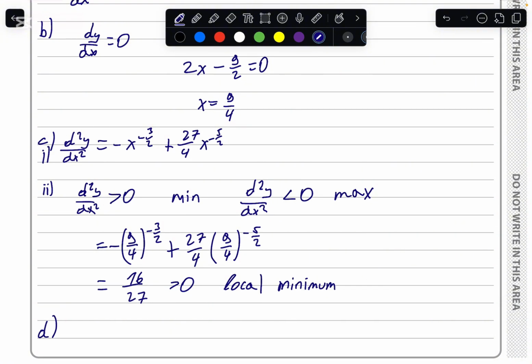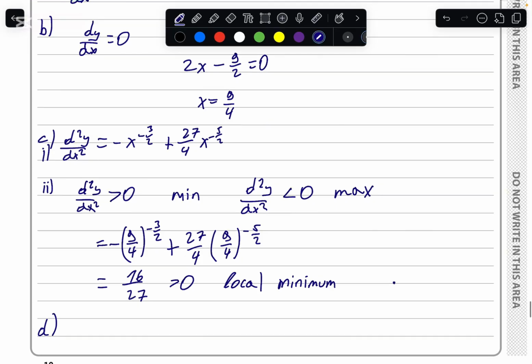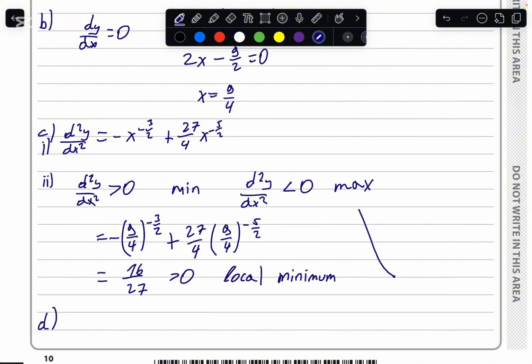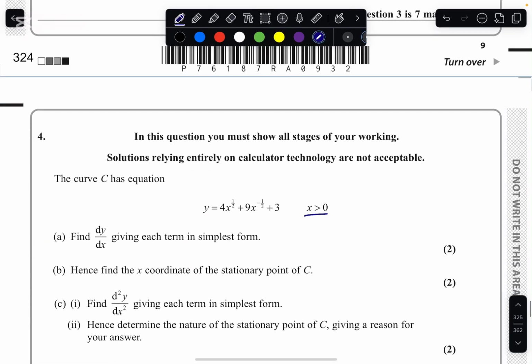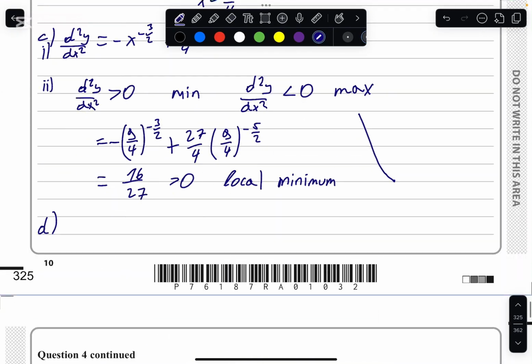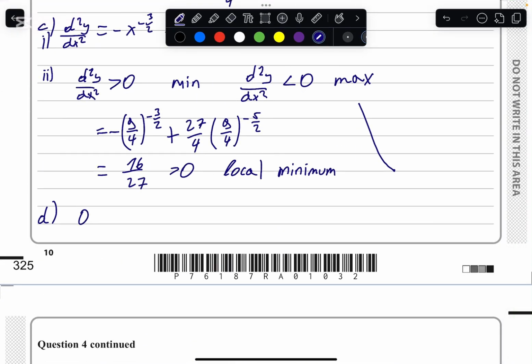So we know since the local minimum is at 9 over 4, that means that it was decreasing all the way there. And we know that since the first x value is 0, because x must be greater than 0, we know that 0 is smaller than x is smaller than 9 over 4 is a decreasing function.